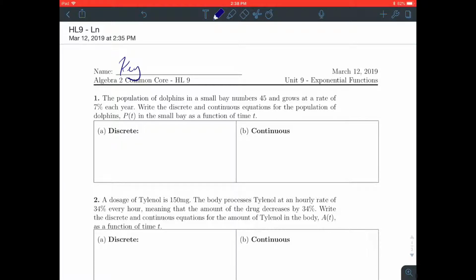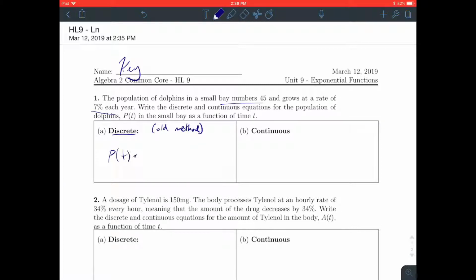The population of dolphins in a small bay numbers 45 and grows at a rate of 7% each year. Write the discrete and continuous equations for the population of dolphins, P of t, in the small bay as a function of time t. So discrete, I liked the way Cynthia denoted this as the old method in class. So I think it's helpful to think about it that way.